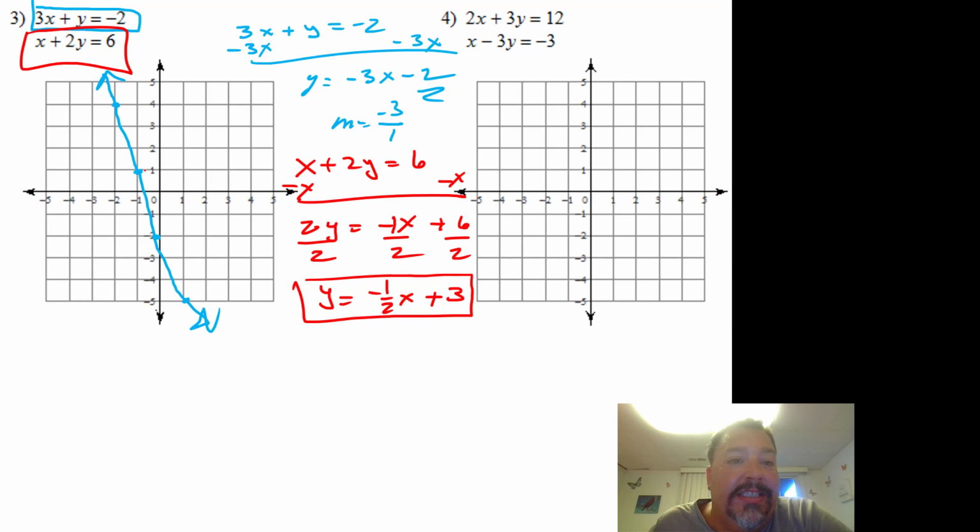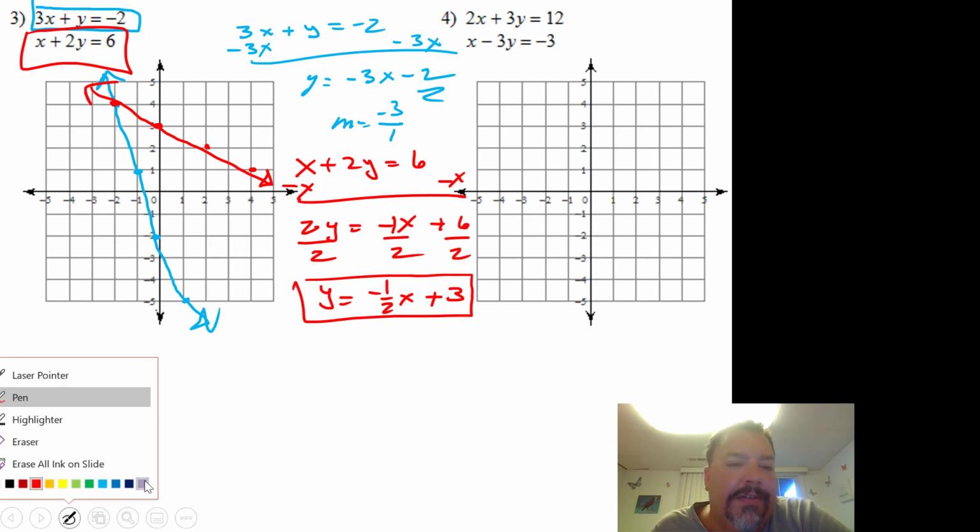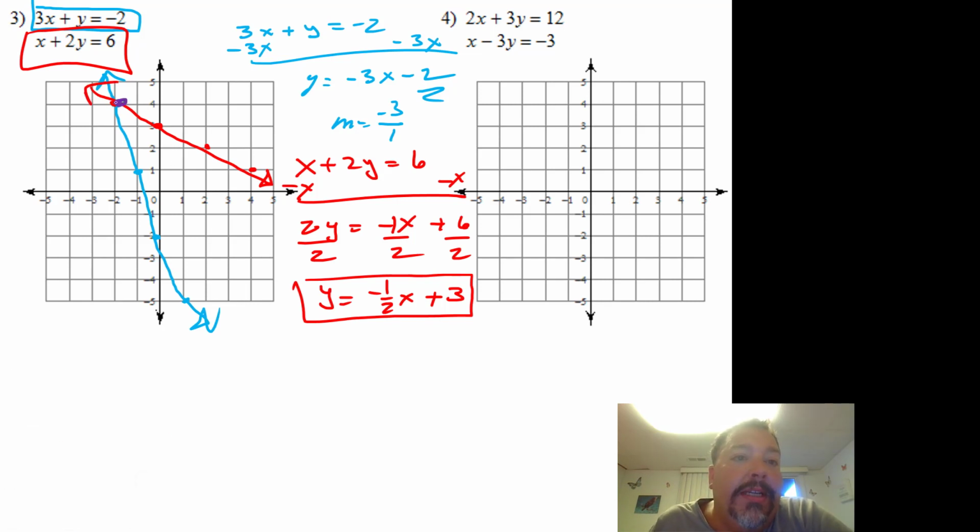The intercept is 3. The slope is -1/2. So it's going to go down 1 over 2. Now we can see it's not going to cross that way. But if we go up 1 to the left 2, there it crosses. And we've got our second line. That's what the graph is going to look like for the system. The solution is going to be where these 2 lines intersect. So that's going to be -2, 4.